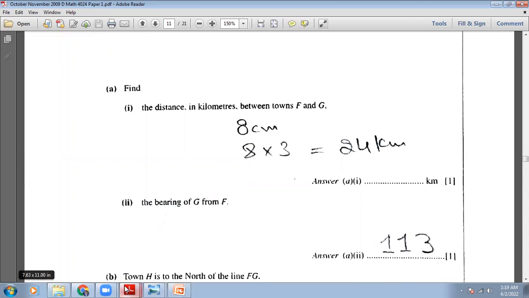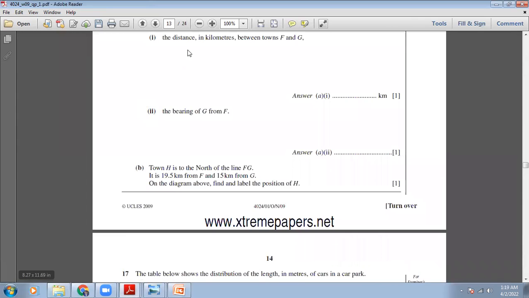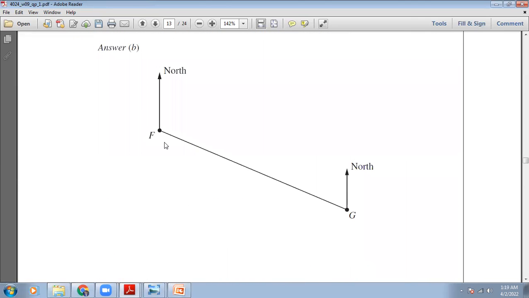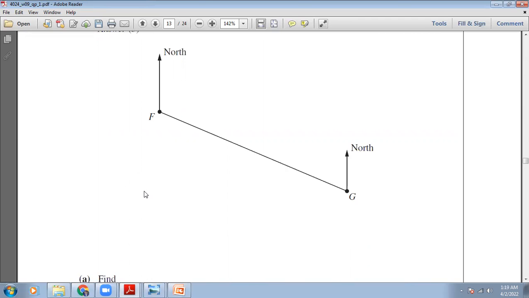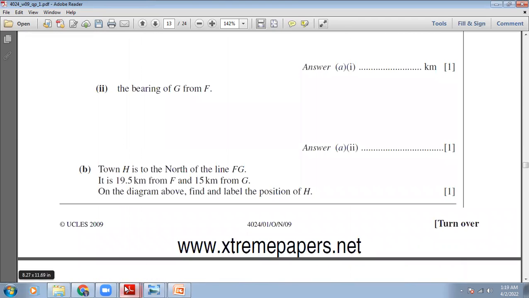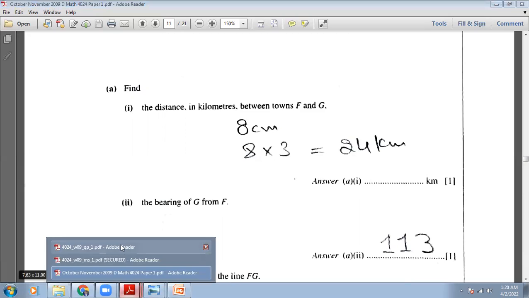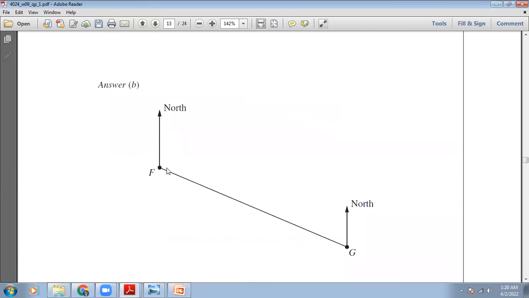Then their question is to find the bearing of G from F. So you just measure this angle. That will be the bearing of G from F. Because you know the bearing means from the north at the tail point, go clockwise to that line. So we will measure it with the help of the protractor, and that will be 113 degrees. So we have measured this angle.